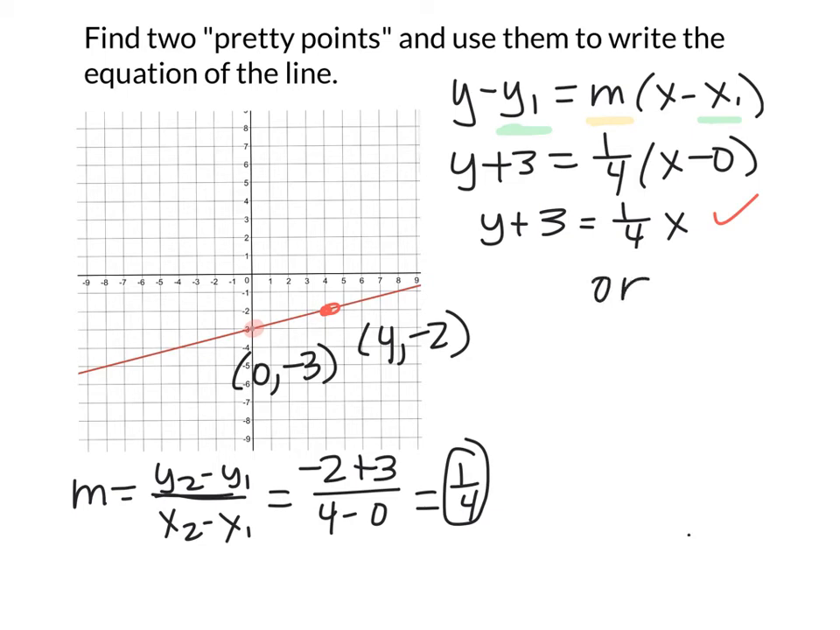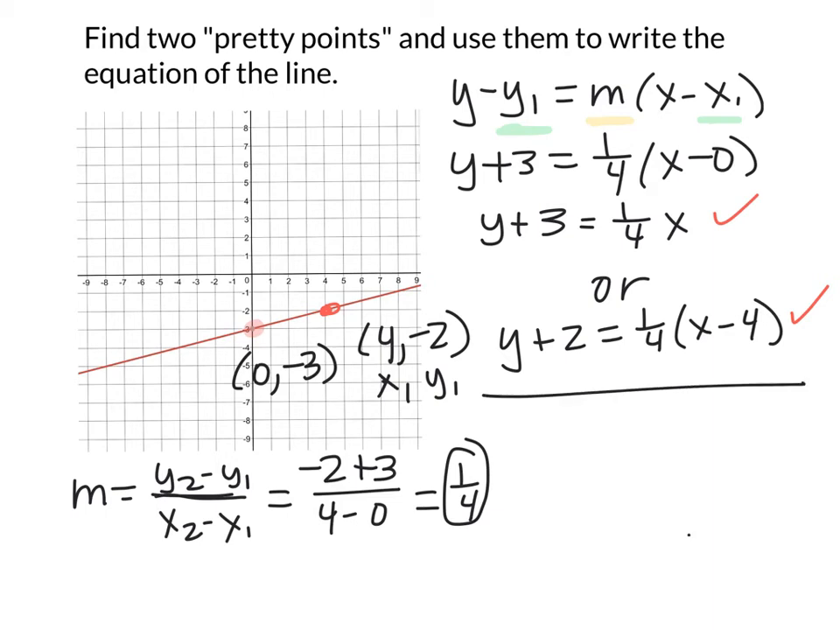Or if we chose the other point, if we wanted to use this point and call it x sub 1, y sub 1, the equation would look like this. Y minus the y value of that point, that would be subtracting in -2, which is the same thing as adding 2, is equal to that same slope of 1/4 times x minus the x value of that point. So that's a second way to write the same equation, the equation of the same line, in point-slope form.